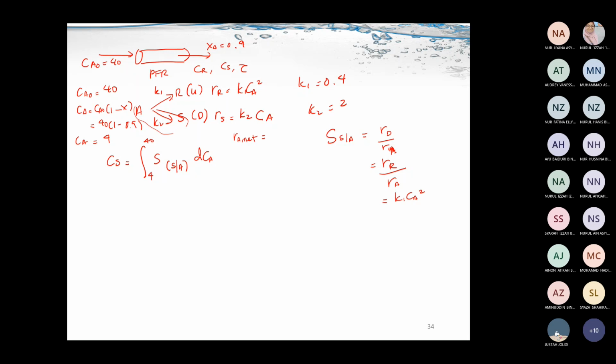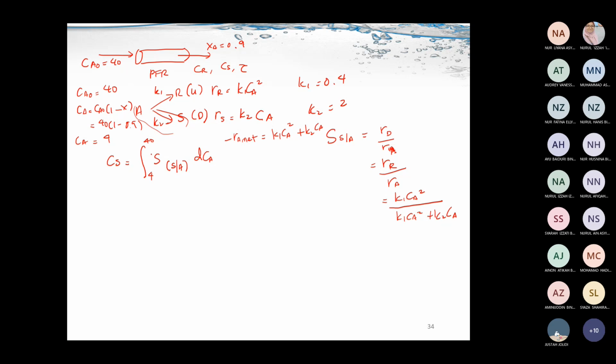Dia ada dua. Okay, so r equals to k1 CA squared plus k2 CA. Okay, so here r equals k1 CA squared plus k2 CA. Okay, sebab apa kita kena letak sini RA?